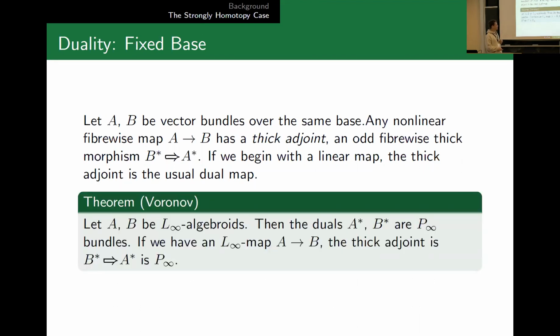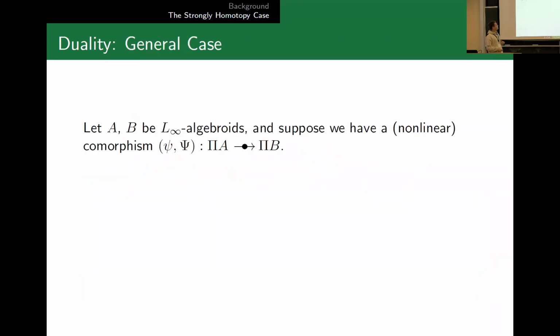So if we have two L-infinity algebroids, then the duals are going to be P-infinity bundles. And if we have an L-infinity map from one to the other, then the thick adjoint will be a P-infinity thick morphism. And you can reverse this in certain cases, but not every thick morphism dualizes to an ordinary map. So that's where we were up to.